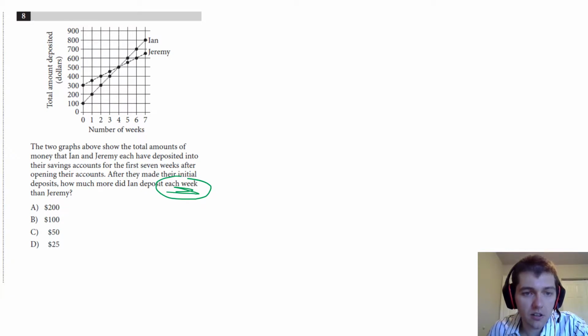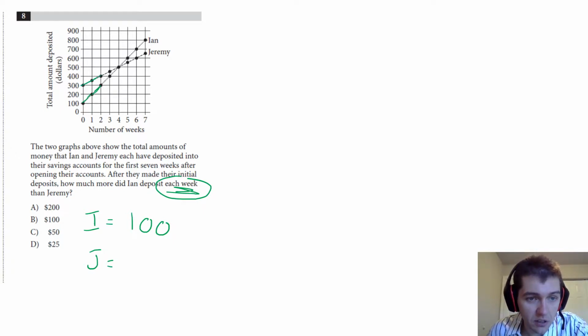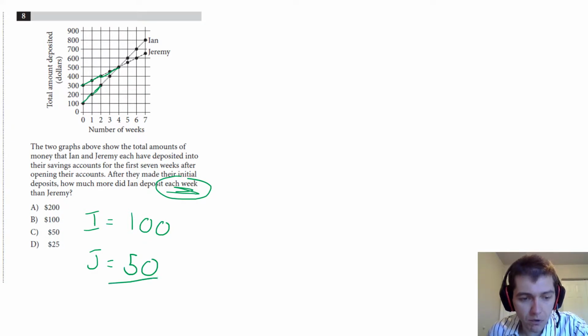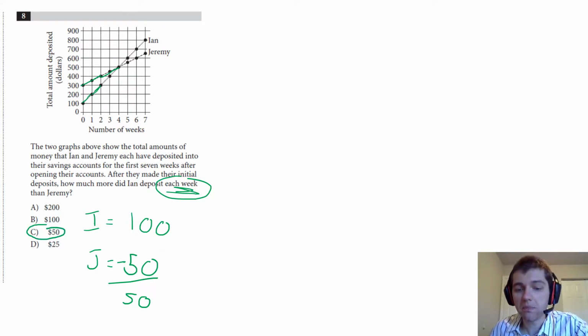So what is the slope of the Ian line? Slope of Ian is equal to $100 per week, right? So week 1 he's depositing $100, week 2 he's depositing another $100. Slope of the Jeremy line: it looks like it takes him 2 weeks to deposit $100, right? There's $100, there's $100, so it's $50 per week. So subtract those two, you get 50. So it looks like Ian is adding $50 more per week than Jeremy.